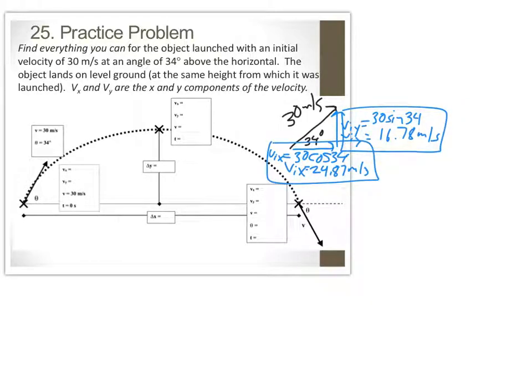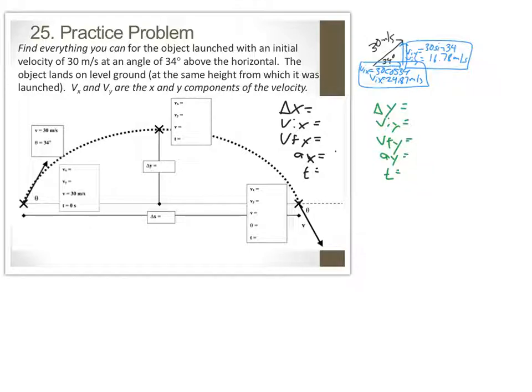I can now go ahead and set up my chart in both the x and the y direction, and we'll go from there. So I know right off the start that my acceleration in the x is 0, and my acceleration in the y is going to be negative 9.8 meters per second squared. I just found my initial velocity, so in the x it is going to be the 24.87 meters per second. That also happens to be my final, since we're traveling at a constant speed. In the y direction, my initial is 16.78 meters per second. So that's where I am right now.